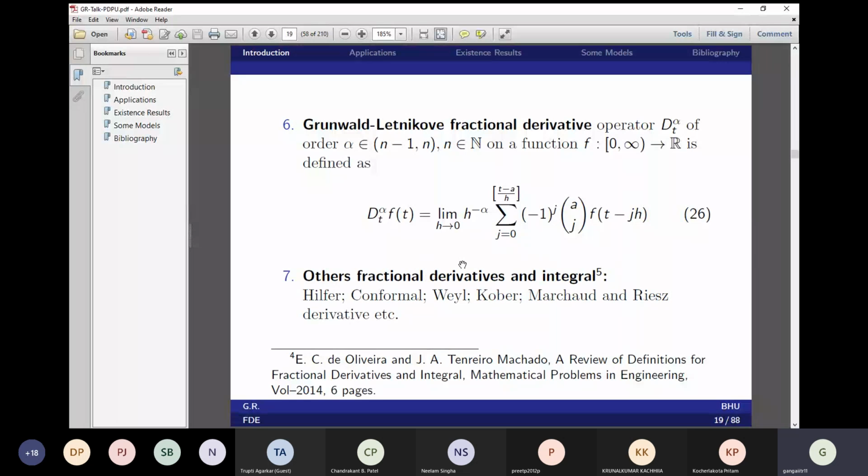Many other types of fractional derivatives and integrals also exist in fractional calculus. They are Hilfer, conformable, Weyl, Kober, Marchaud, Riesz, and there are a lot of fractional derivatives because there is no standardization of the fractional derivative and fractional integral yet. According to the application, different mathematicians can use different types of fractional derivative and integral operators in whichever way suits them.